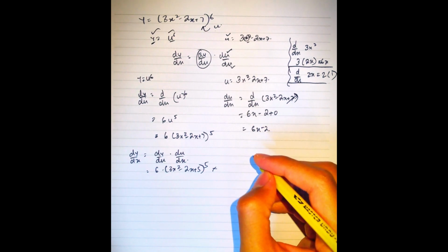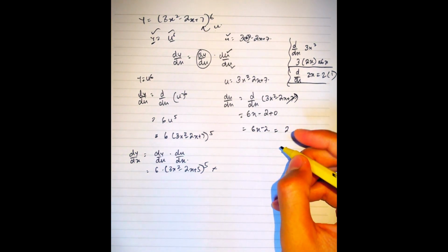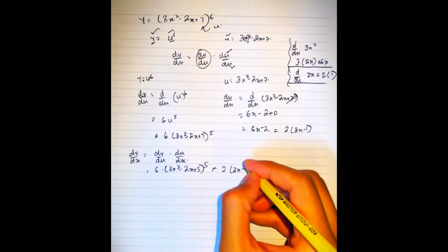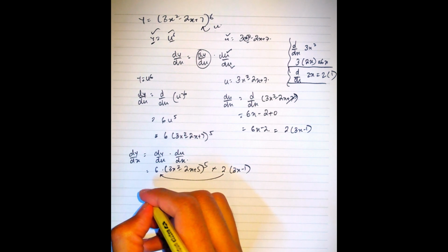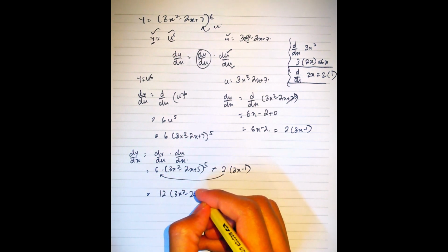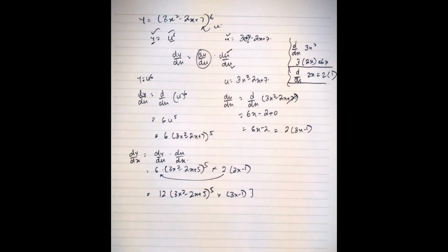Let's just do one thing. We should separate the 2. The 2 will be taken out as common, so it would be 2 times (3x minus 1). And this 2 will be multiplied by this 6. It would be 2 6s are 12. So 12 (3x squared minus 2x plus 7) power 5 multiplied by (3x minus 1). This is the derivative of this function.